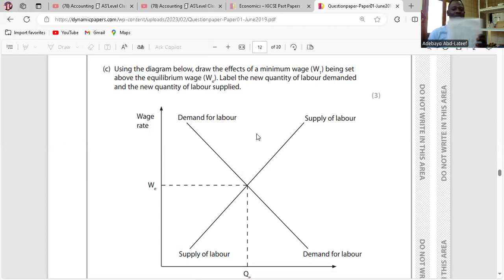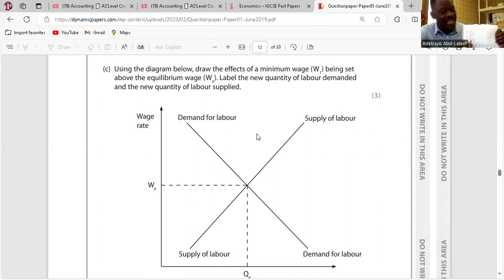And this can be graphically represented as this. So based on the graph, the quantity demanded for labor would reduce from QE to QD. And the quantity supplied of labor would increase because there's an incentive to work. So it will increase from QE to QS. Do you get the point here?